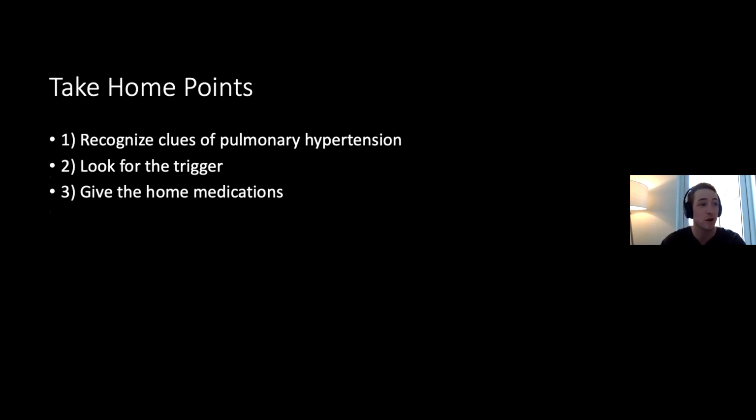In regards to the take-home points that I have for this talk, first, I'm hoping you all recognize the clues of pulmonary hypertension when you see them, and you don't just wait for the echo report to say RVSP high. Second, when you are taking care of a decompensated patient, I want you to be looking for the trigger for that decompensation and not just diurese and forget. And third, the most important thing is when you admit a patient with pulmonary arterial hypertension, it's important to continue these home medications. If you do plan on stopping them, run that by your fellow pulmonologist.